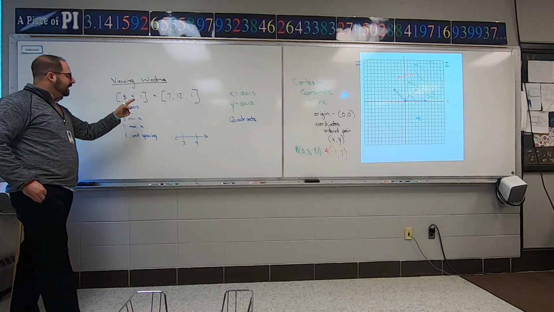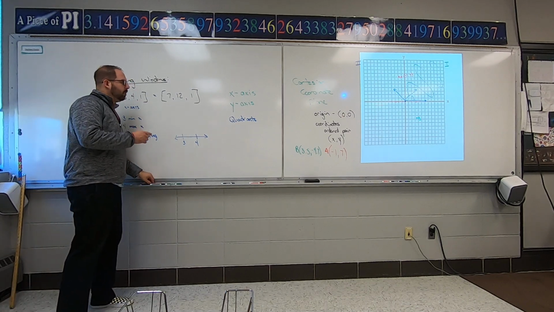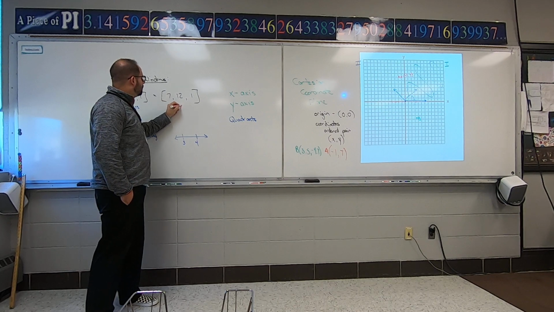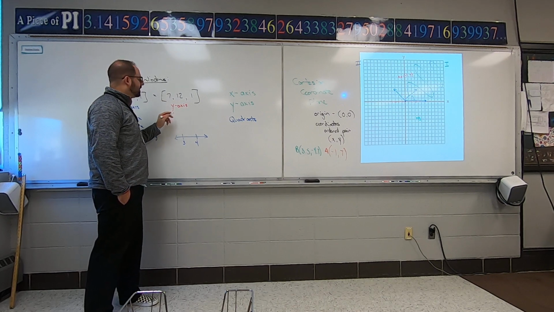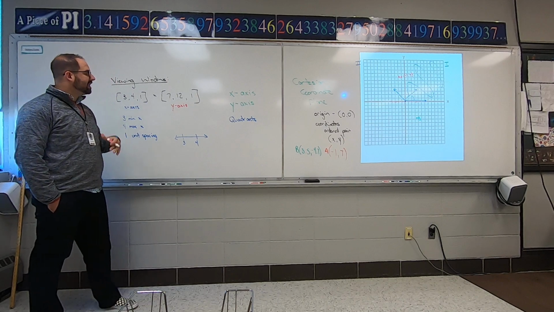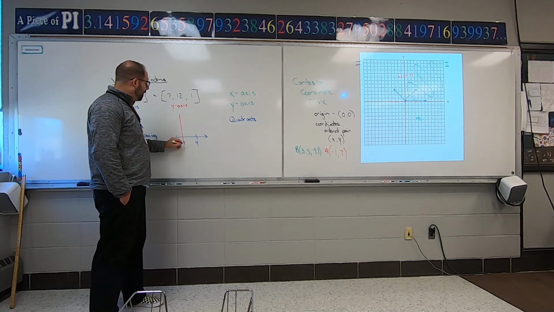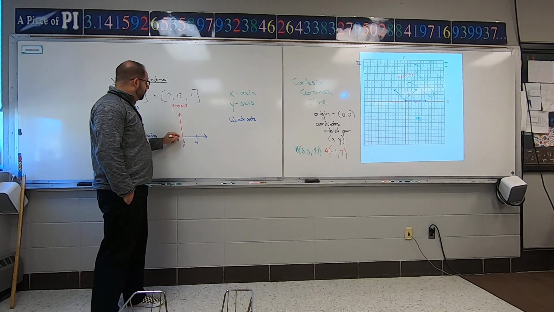Then, the second group here is the same thing, but it's for the y-axis. So this means on the y-axis, I'm starting at 7 and going up to 12. And it's jumping by 1s. So this would be my 7, 8, 9, 10, 11, 12.